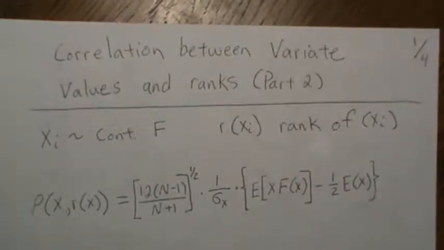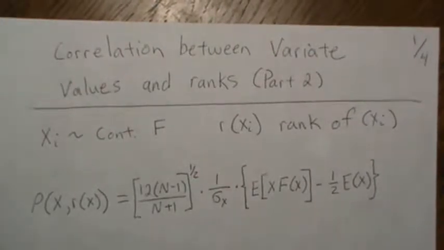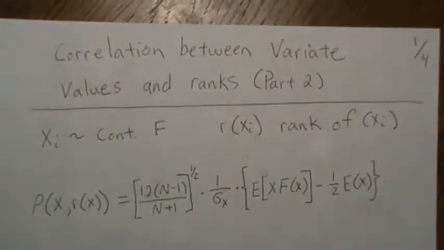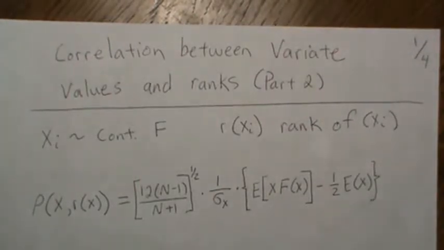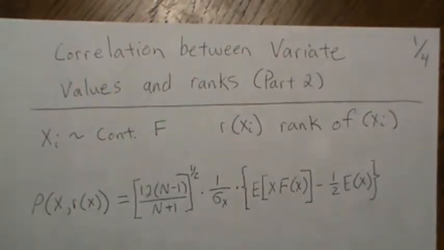Hey, in this video, it's part 2. It's a continuation of part 1, where we looked at the correlation between the variate values and the ranks. So the actual values in a sample, and then the ranks of those values within the sample. And this is pretty big into non-parametrics.